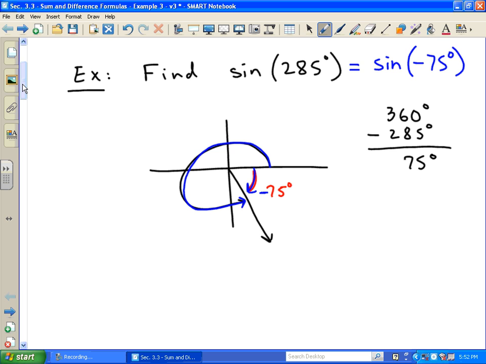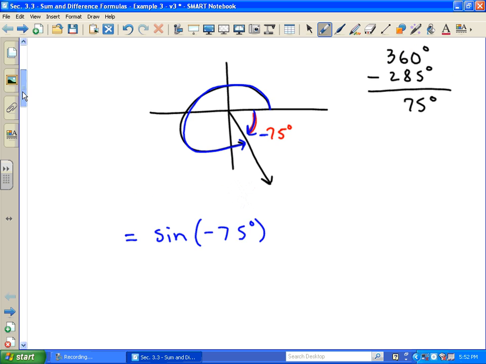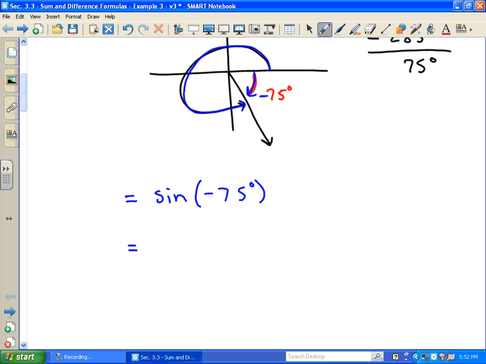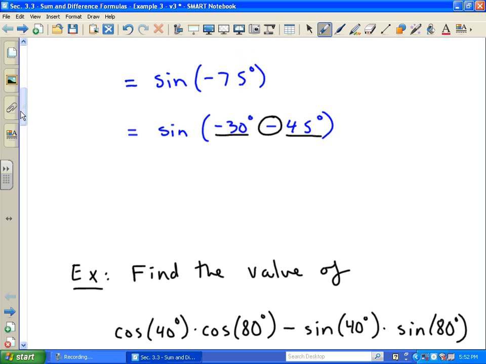Okay, so I'm going to rewrite our problem down below. What I have now is the sine of negative 75 degrees. This value being smaller means it's easier to rewrite as either a sum or a difference. One possible difference would be this: we could rewrite this as sine of negative 30 degrees minus 45 degrees. You do have to be a little bit careful on these kinds of problems. We're writing this as a difference. The 30 is negative, the 45 degrees is positive. So in this problem, I'm going to use a difference formula to rewrite this.